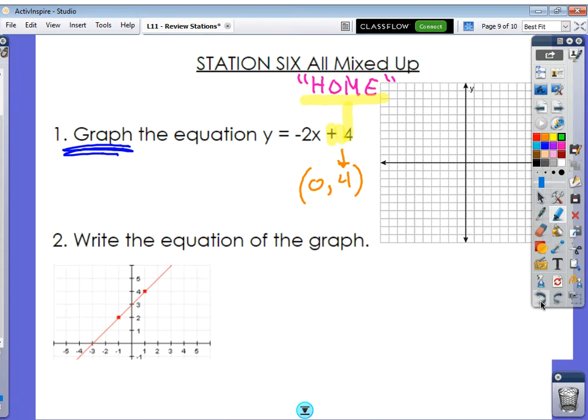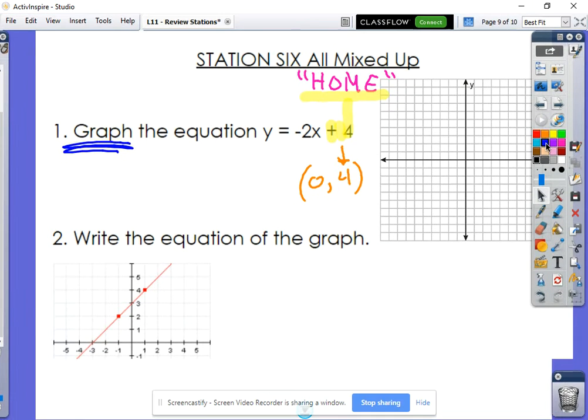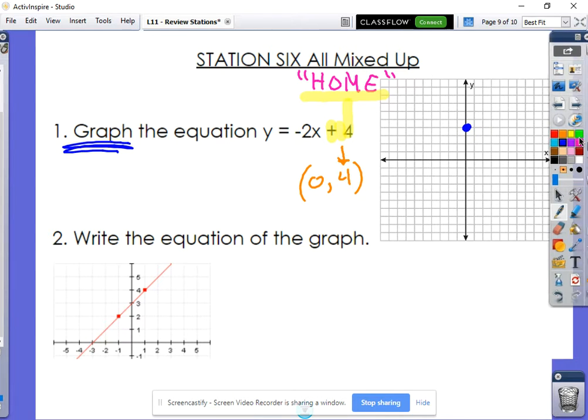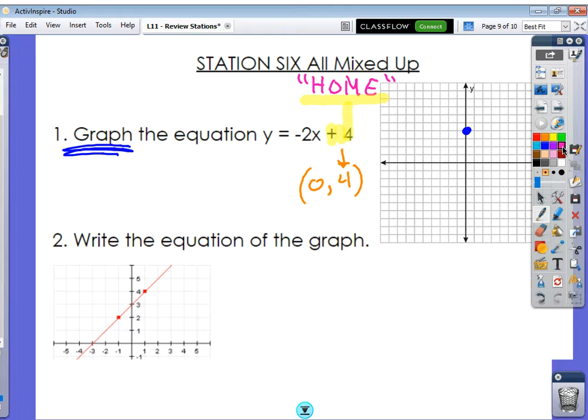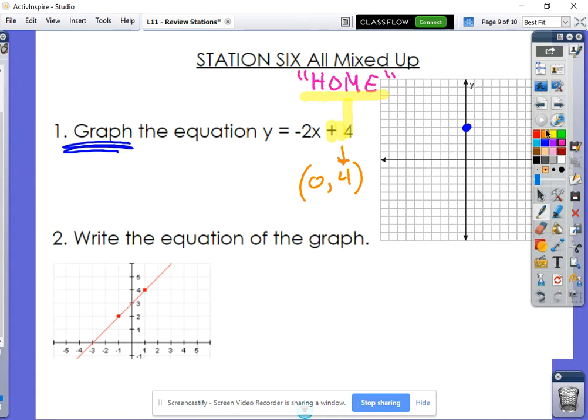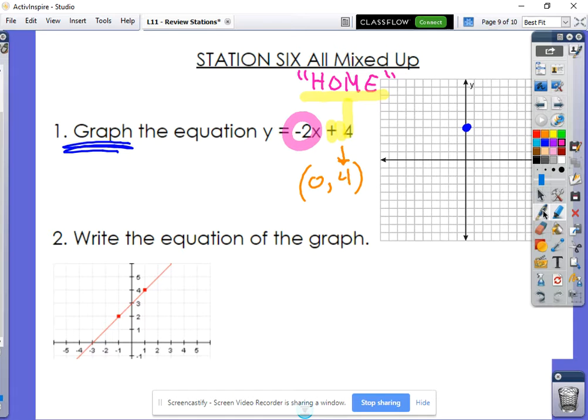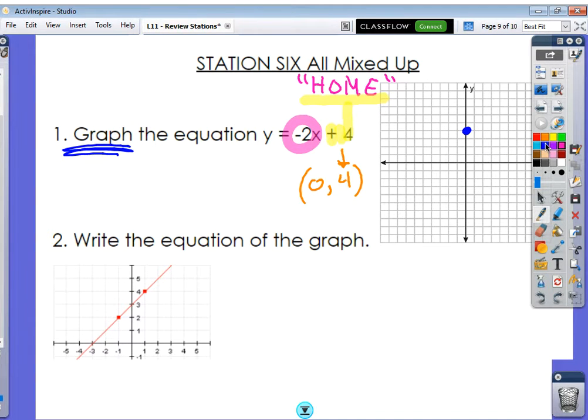So my point starts at 0, comma 4, which is here's 0, 0. Let's move up to 0, comma 4. 1, 2, 3, 4. There's my home. Okay? Now, once you wake up and you get ready to go, where are you going? You're going to school. Well, how do you get to school? Your slope tells you how to get to school. And in this case, our slope is -2, right?